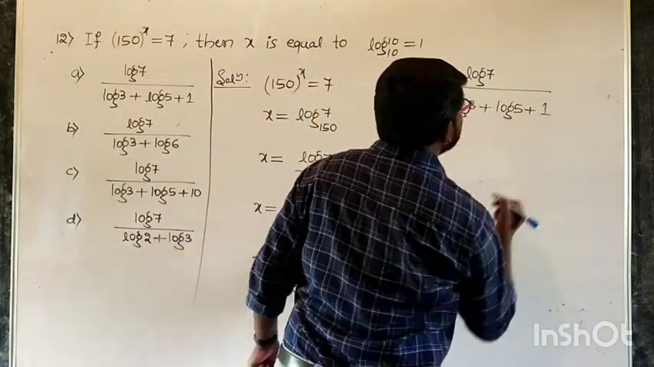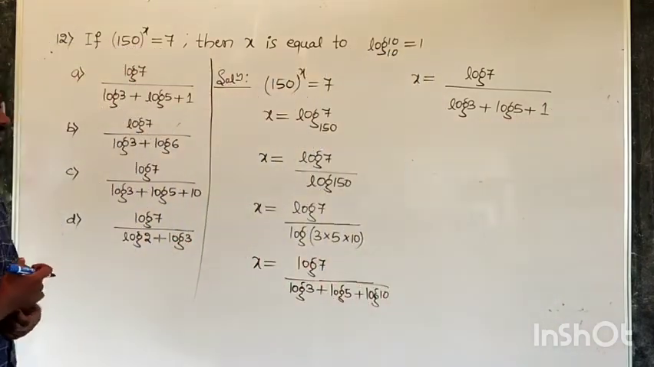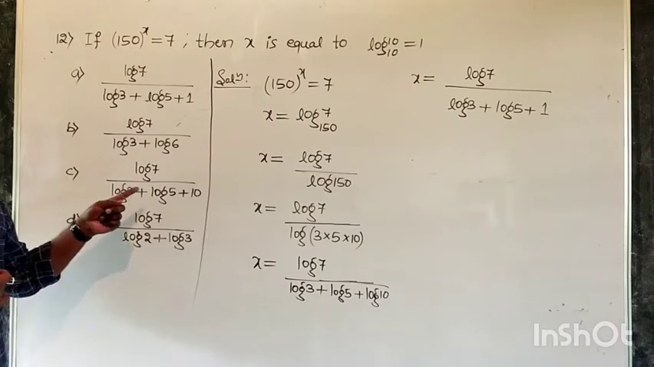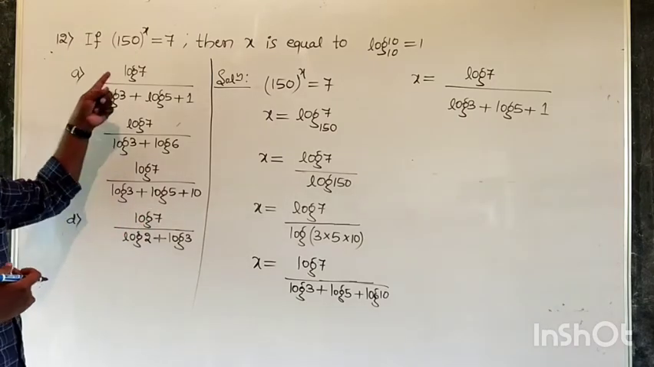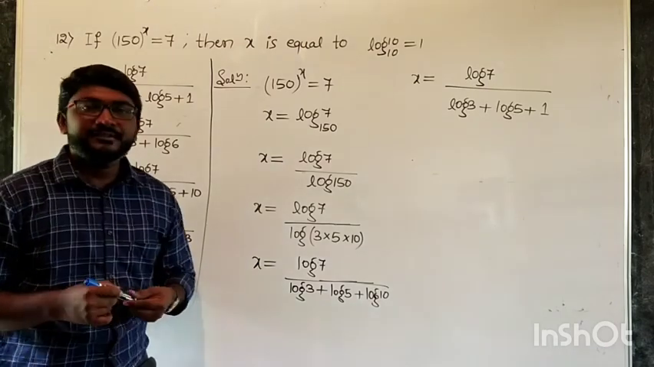So search for the options now. So log 7 divided by log 3 plus log 5 plus 1. That is the option A. This is all about the 12th problem.